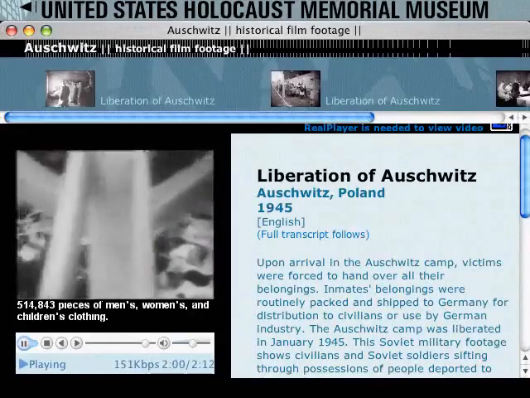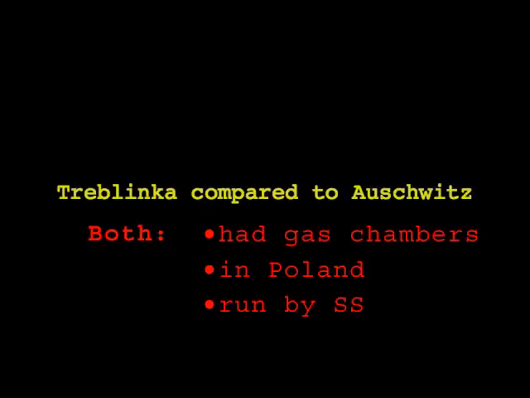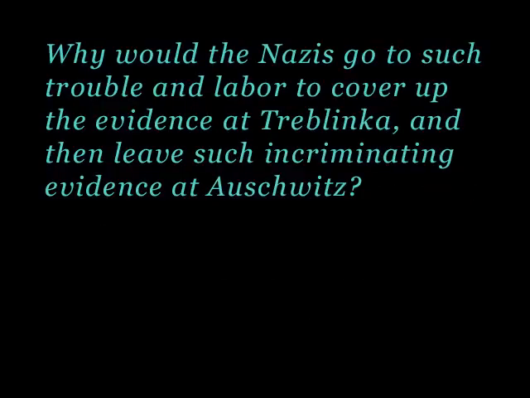514,843 pieces of men's, women's, and children's clothing. But don't forget the other Soviet film we saw, shown at the Eichmann trial, that showed they also left a bucket of human heads. These camps were similar in many ways, but the contrast between what the Soviets claimed to have found at Treblinka and what they claimed to have found at Auschwitz brings up an interesting question. Why would the Nazis go to such trouble and labor to cover up the evidence at Treblinka and then leave such incriminating evidence at Auschwitz?